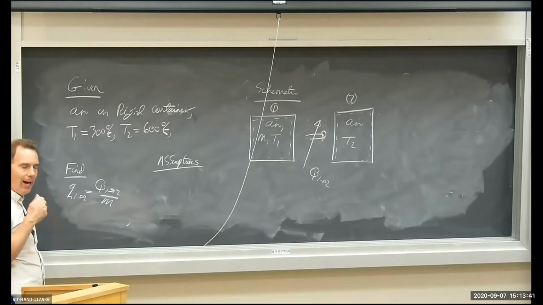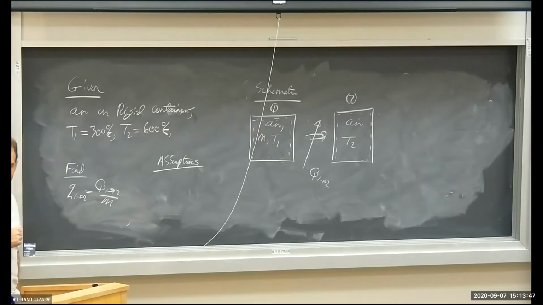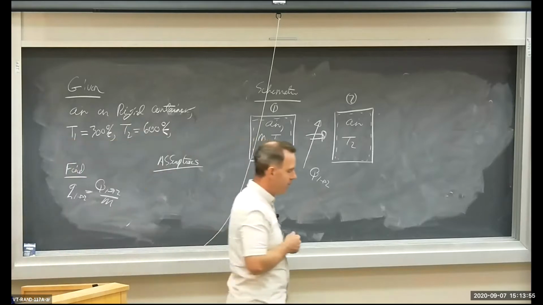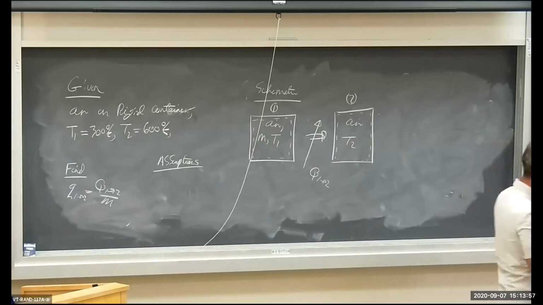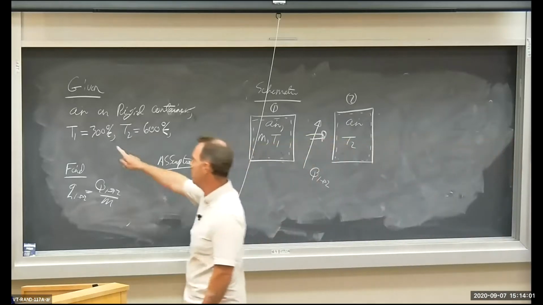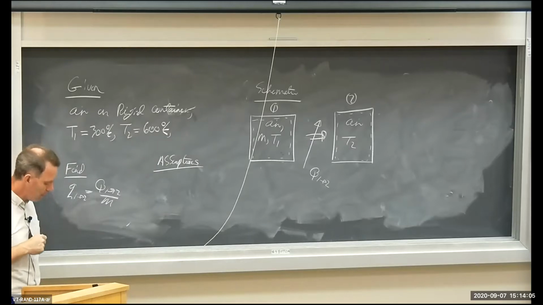I want to know how much heat is required per unit mass, lowercase q, Q divided by m, to raise the temperature of this air contained in a rigid container from 300 to 600 degrees Kelvin. I want to know how much heat is required.